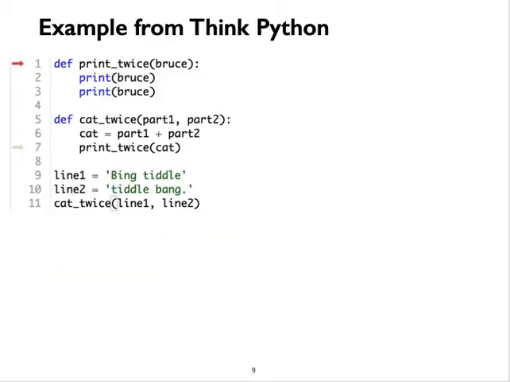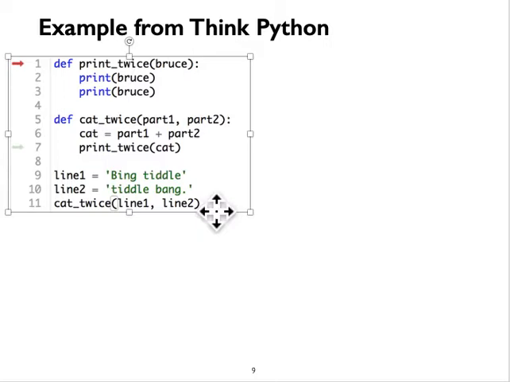So here's an example from the textbook Think Python. I see two functions defined here. One is called print twice, one is called cat twice, and then outside of the two functions that are defined, I see three lines of code, right? Line 9, 10, and 11.